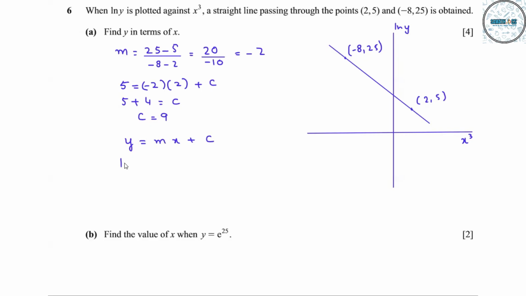In place of y, there is ln y. In place of m, there is minus 2. In place of x, it is x cubed. And in place of c, it is 9. y is equal to e power minus 2x cubed plus 9. We have changed this log form to index form.